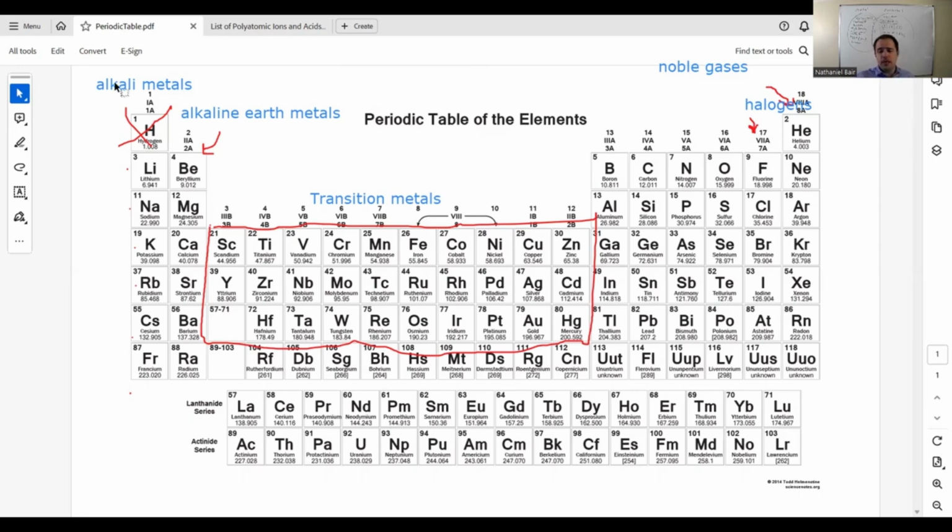There are more. Nitrogen's family is called the pnictogens. That's spelled with a P. Oxygen's family is called the chalcogens. You don't need to know that for this Chem 101 class.